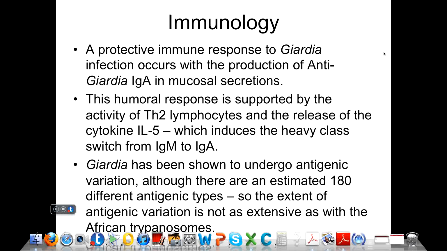We do know that Giardia does undergo some antigenic variation, and so there are different strains of Giardia that express different surface antigens. There are about 180 or so different antigenic types that have been identified. It's not the same type of antigenic variation like you see in the African trypanosomes. It's more similar to the antigenic variation that you see, for instance, in influenza.